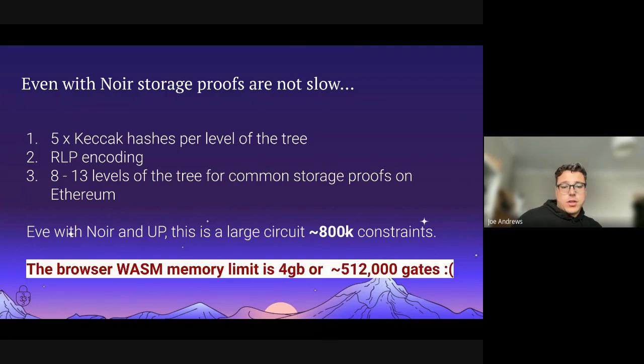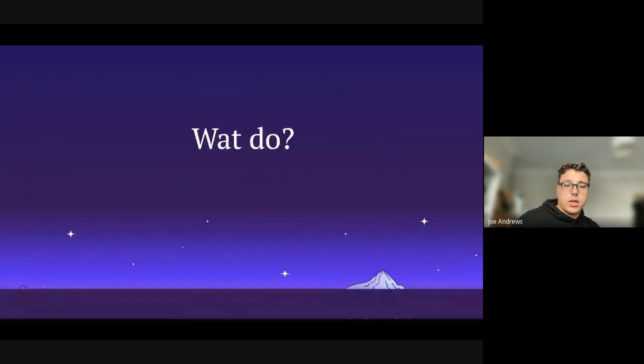and this is an issue because the WASM limit in the browser is around 512,000 constraints, just based on how much memory the prover will use in the browser. So we had to make some adjustments here, and the end version of this will rely on the recursive proof construction we talked about previously to actually get this working.